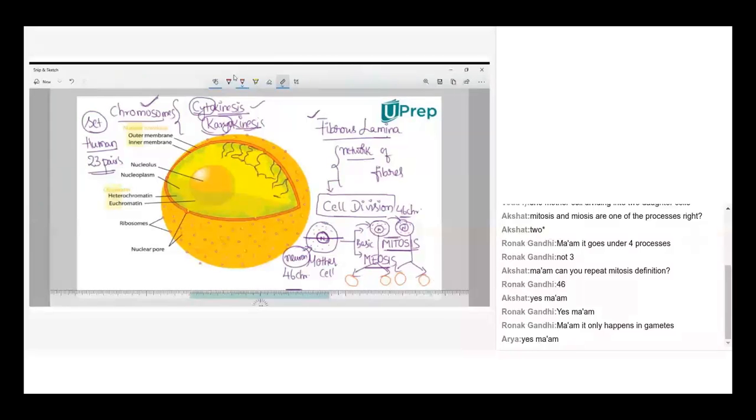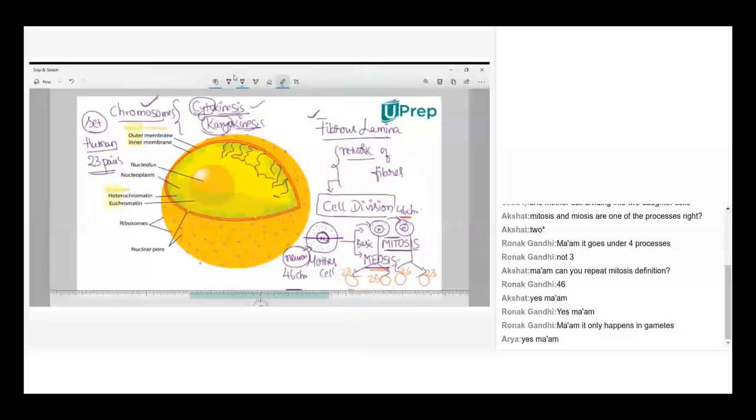So what is happening? Out of 46 chromosomes, here you will get only 23. Here only 23, and again here also 23. What happened? Reduction happened in meiosis. So meiosis can be defined as a cell division where there will be reduction in chromosome distribution to the offspring. That forms the meiosis definition.